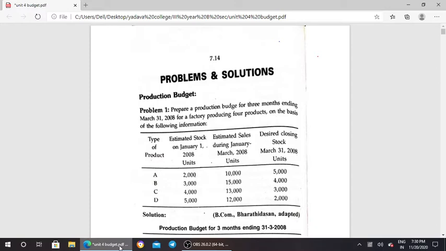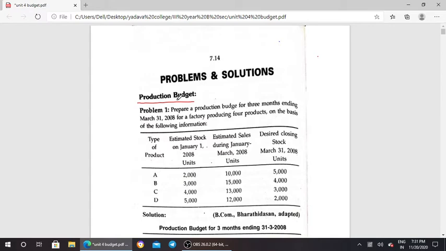So now we are going to talk about the fourth unit, budget. In this unit, we have many types of budget. The first type we are going to talk about is the production budget. In this production budget, we are going to prepare one statement. They have given all the details about the productions they are going to produce, and with the help of that, we are going to see all these things one by one.